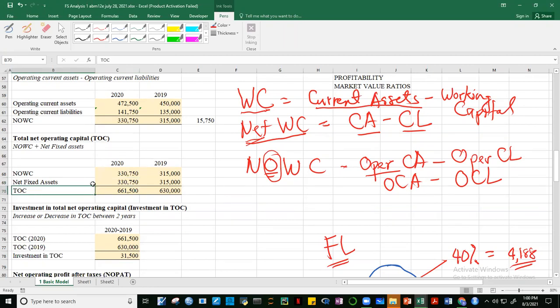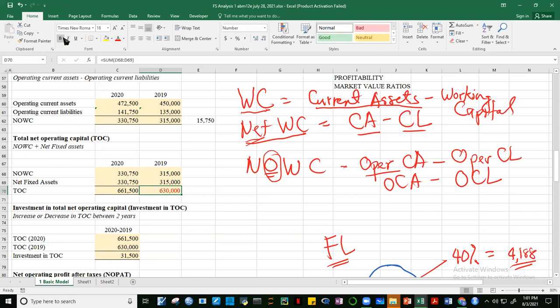So for 2019 or for the beginning of 2020, we have 630. Take note of this kasi gagamitin natin mamayang 630 na to, no? So we're saying that at the beginning of the year, management was provided with operating capital worth 630,000.